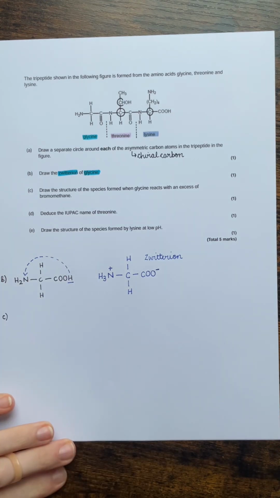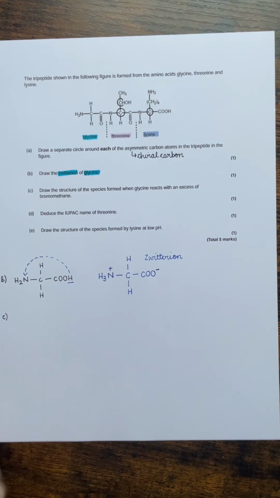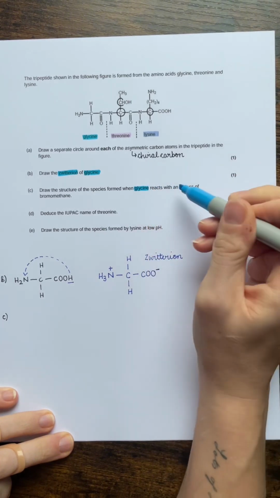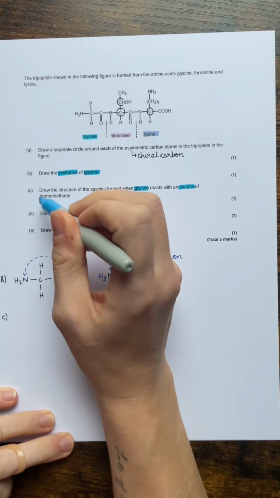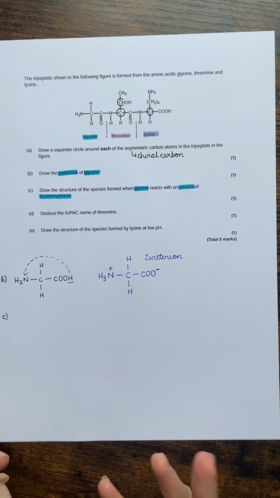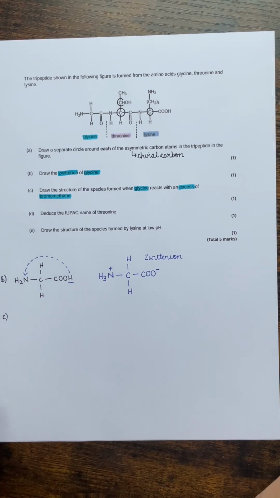Part C, we're sticking with glycine for now, and it says draw the structure of the species formed when glycine reacts with an excess, keyword, of bromomethane. So this is one of those questions where we've looked at reactions of amines with an excess of bromomethane, and because all amino acids have an amine group in them, we might be asked to apply that knowledge to specific amino acids, and the reaction is no different.